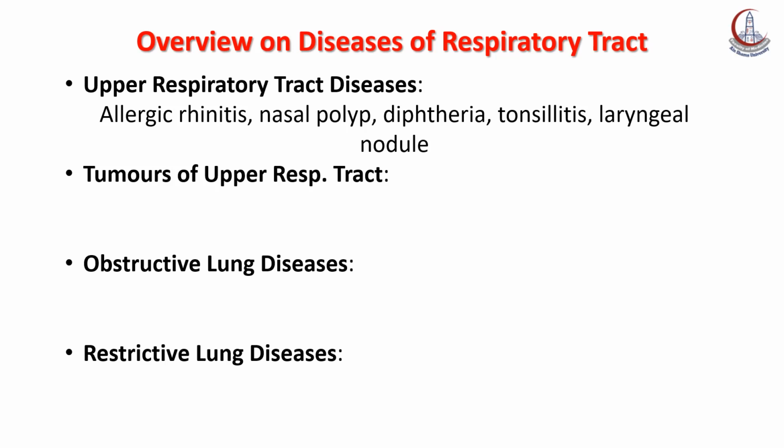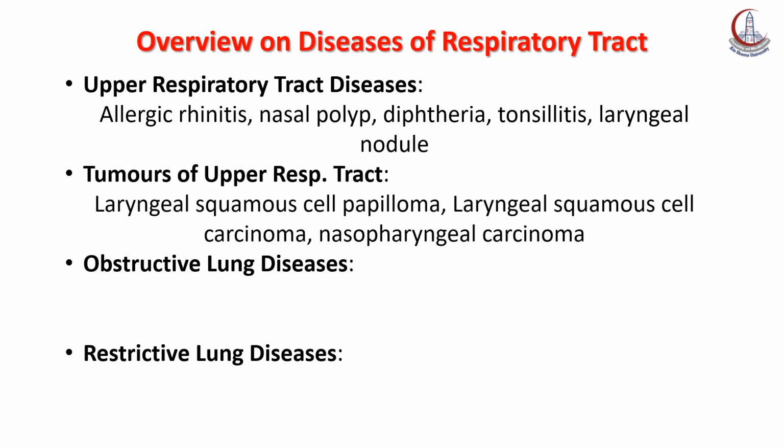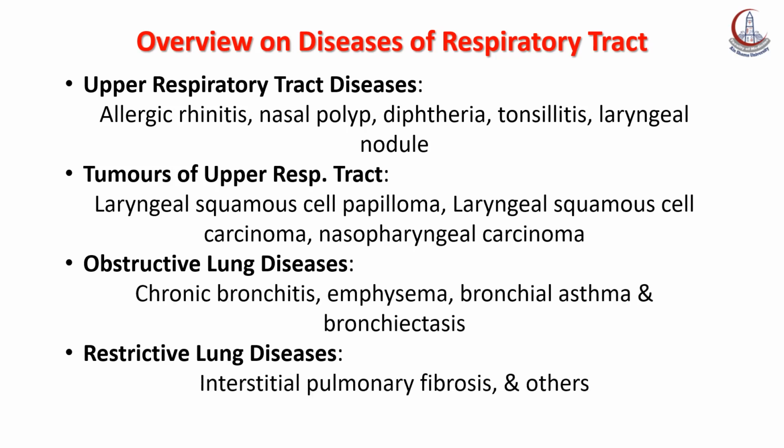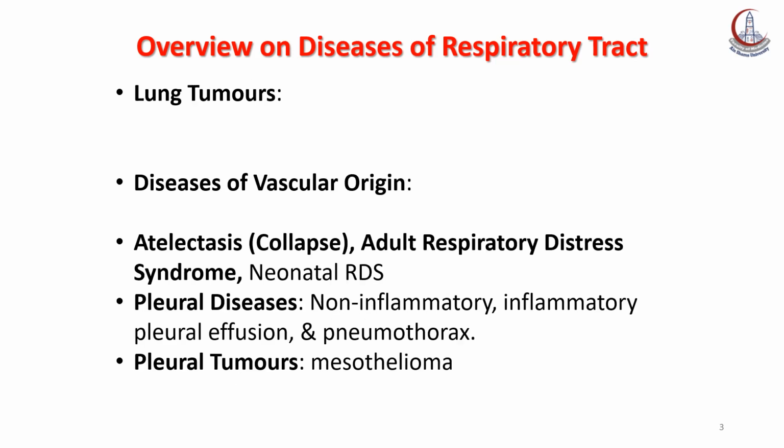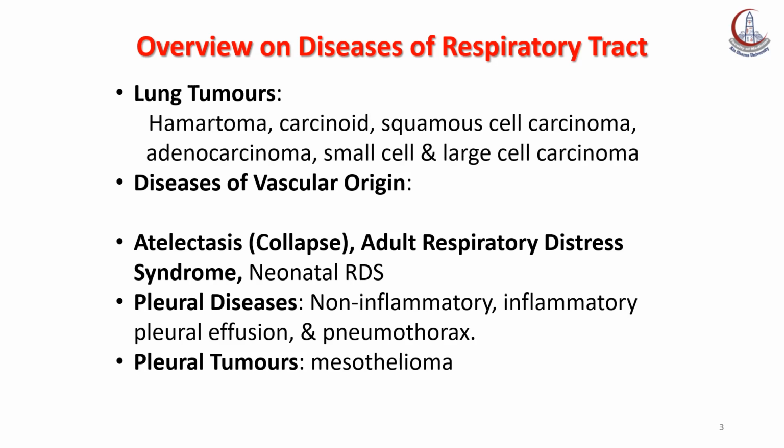Then we will move to the tumors of the upper respiratory tract, like laryngeal squamous cell papilloma, squamous cell carcinoma, and nasopharyngeal carcinoma. We will discuss in details in other lecture the obstructive and restrictive lung diseases and pulmonary infection. Also, we will take the different lung tumors like hamartoma, carcinoid, squamous cell carcinoma, adenocarcinoma, small and large cell carcinoma.